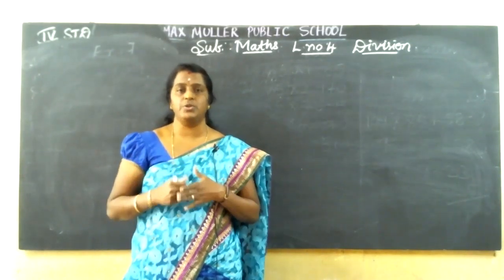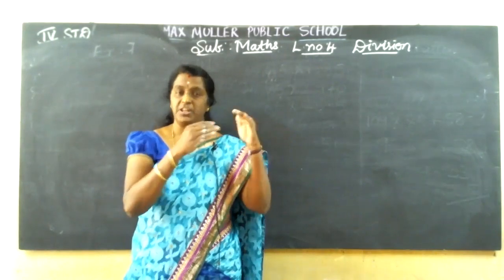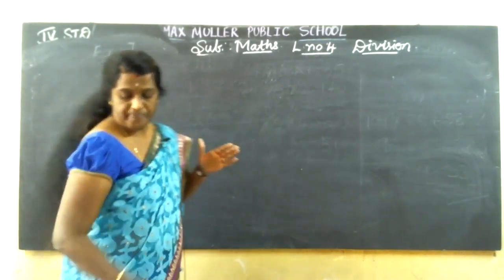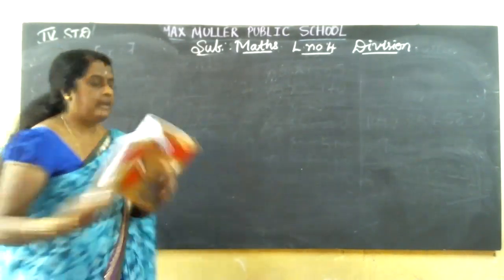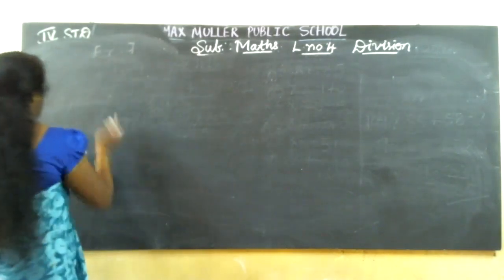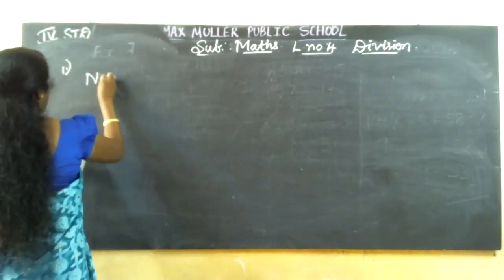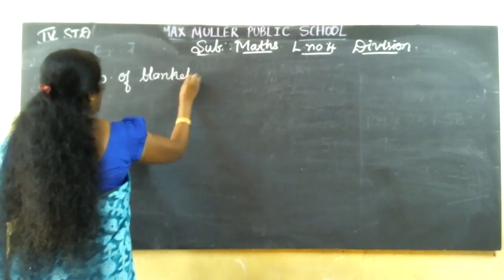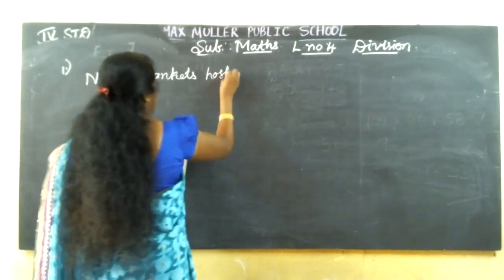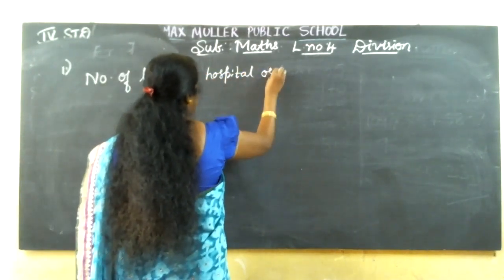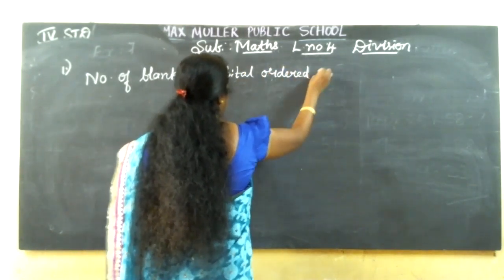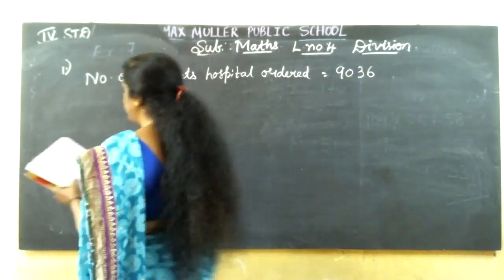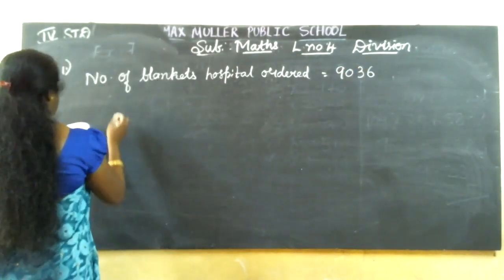So what should you do? Will you do addition? No. We should divide. Here 9,036 is there, which means we should divide by 3. So a hospital ordered a number of blankets. Hospital ordered. How much did it order? 9036. The blankets will be delivered in 3 equal shipments.